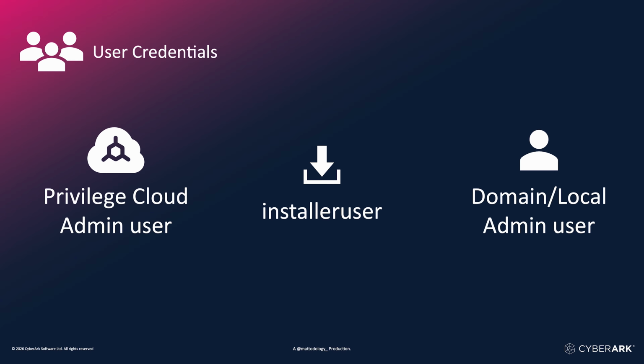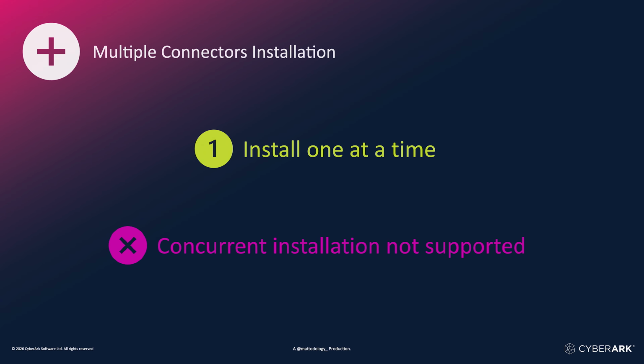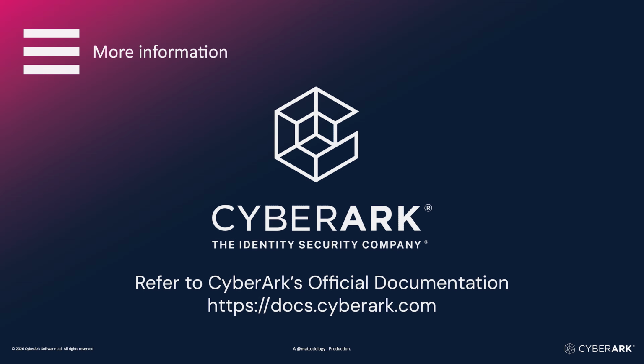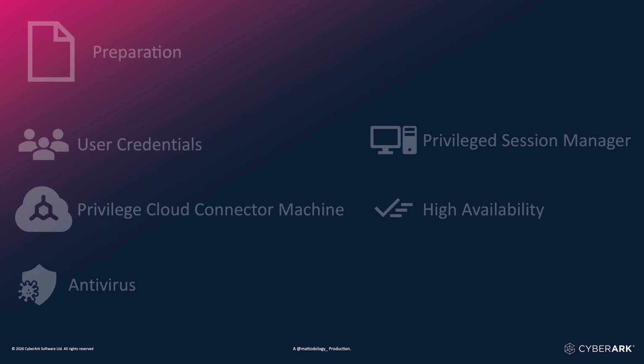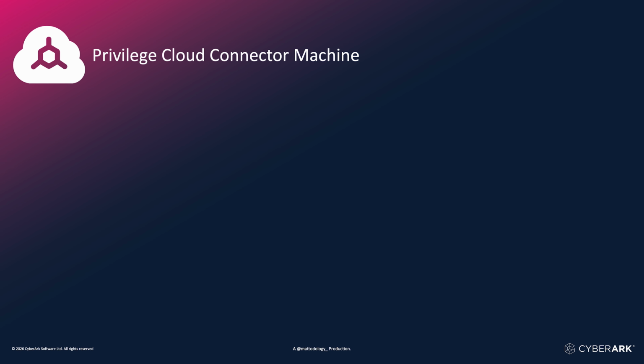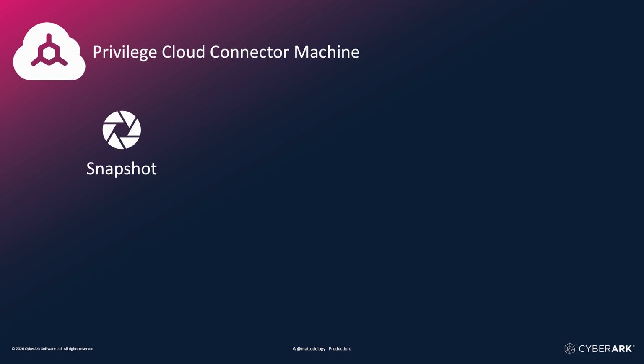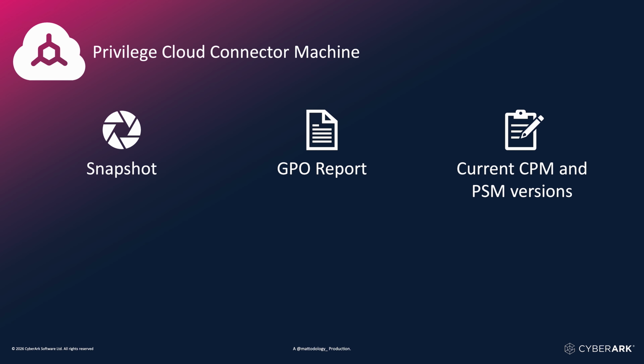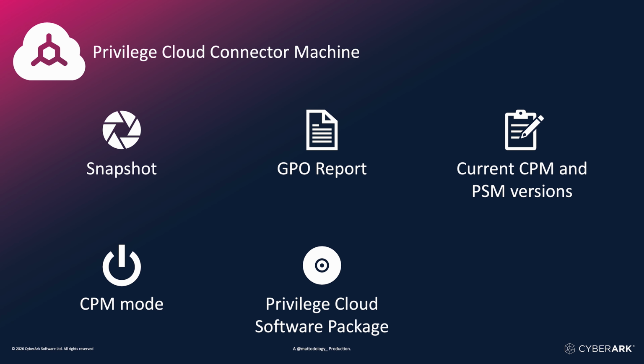Before deploying additional connectors, note that concurrent installations aren't supported. Each must be completed before starting the next. For strong security and compliance, review CyberArk official documentation before beginning deployment. Next, prepare your connector server machine by taking a snapshot in case you need to roll back, generating a group policy report, verifying current CPM and PSM versions, checking the CPM mode, downloading the latest Privilege Cloud software package, and the updated GPO hardening package.